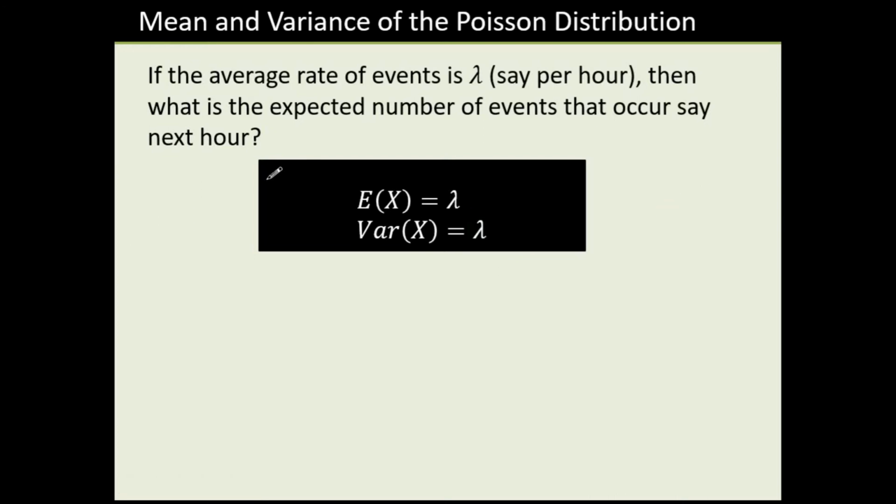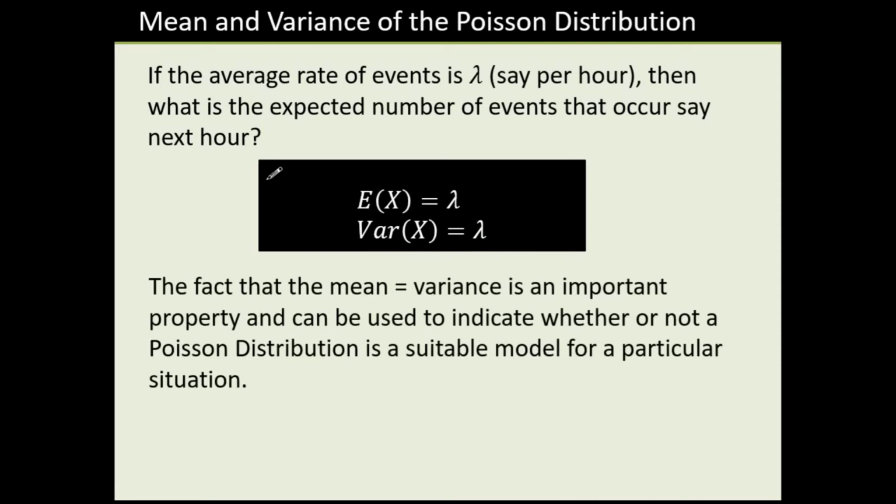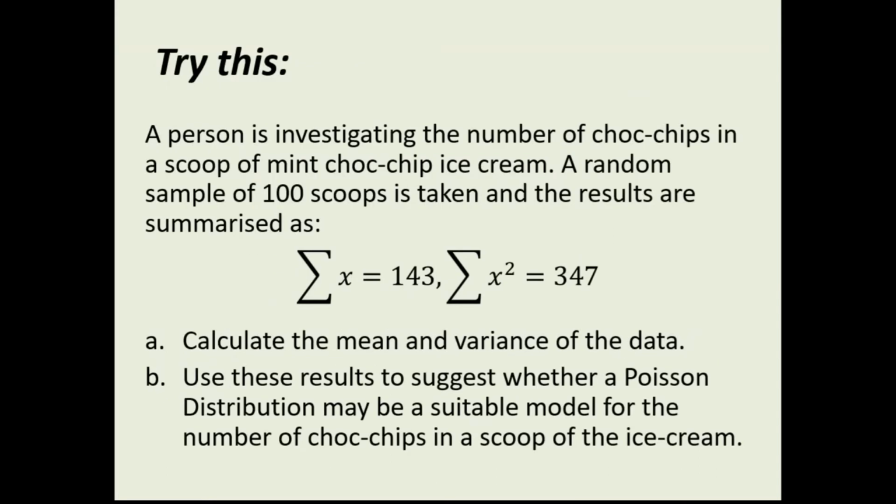And this is quite an important result because the fact that the mean equals the variance in a Poisson distribution can be used to indicate whether a Poisson distribution is actually a suitable model for a particular situation. And we'll have a look at a question like that in a little while. So two results there: the expected value of x and the variance of x of a Poisson distribution are both equal to lambda. So if you could just have a go at this question, just pause the video, try it, and then we'll go through the solution.